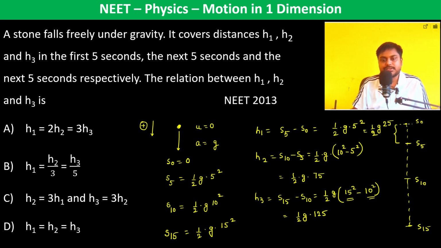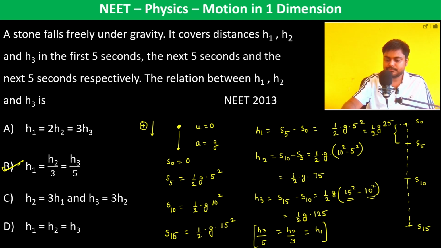So therefore we can see that h3 by 5 is equal to h2 by 3, which is equal to h1. So therefore B option is going to be the correct answer.